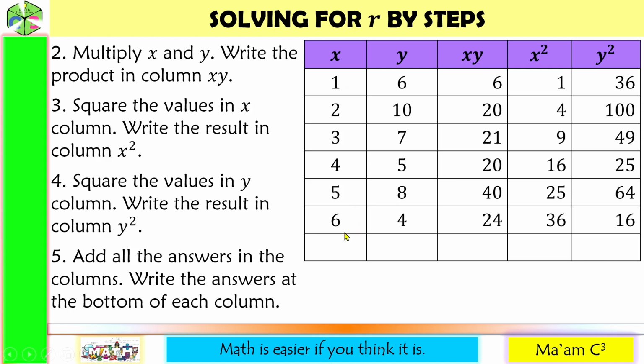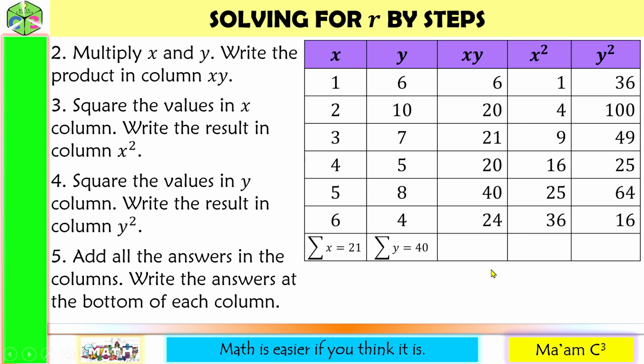Since we get the sum, we're going to use the symbol for summation. Summation of X is equal to 21. Next column, the Y. 6 plus 10 is 16. 16 plus 7 is 23. 23 plus 5 is 28. 28 plus 8 is 36. And 36 plus 4 is equal to 40. Summation of Y is equal to 40.